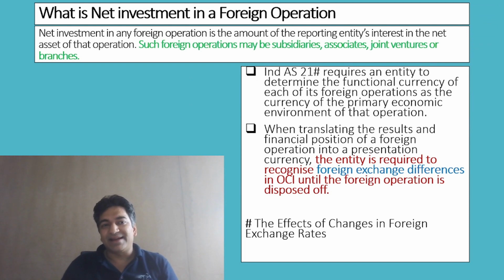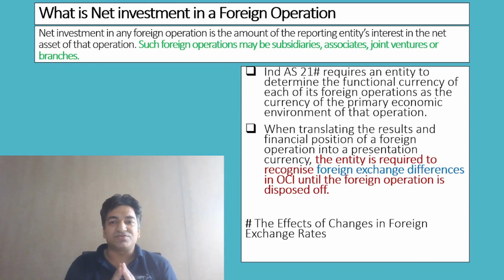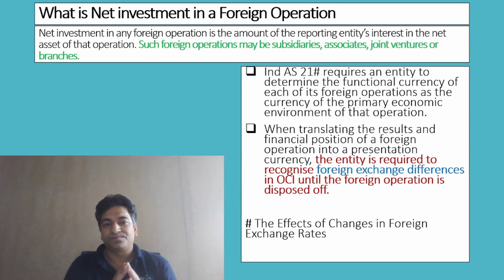So guys, what exactly is the net investment in a foreign operation? Net investment in any foreign operation is the amount of the reporting entity's interest in the net assets of that operation. What are these foreign operations? Foreign operations may be subsidiaries, associates, joint ventures, or branches. So, guys, what is the net investment? Net investment is the reporting entity's interest in the net assets of that operation.